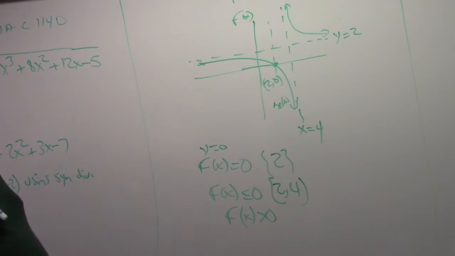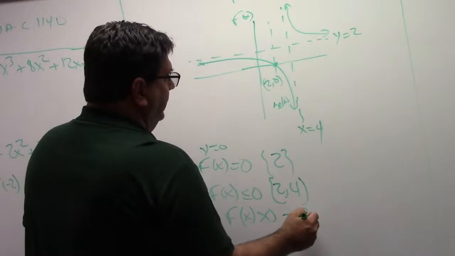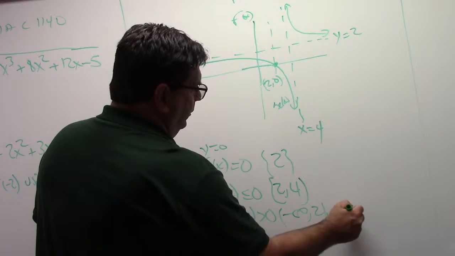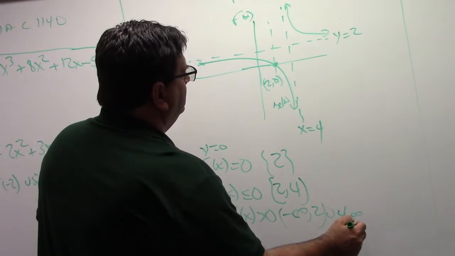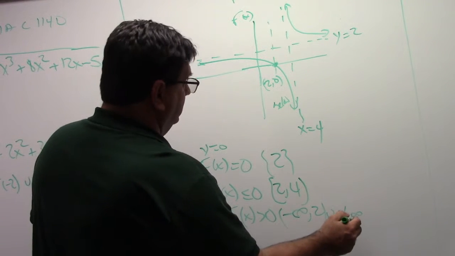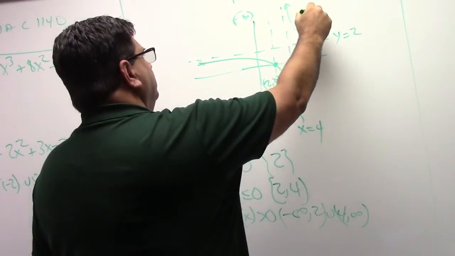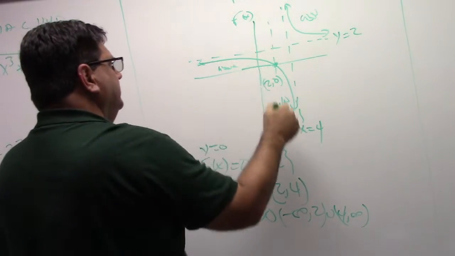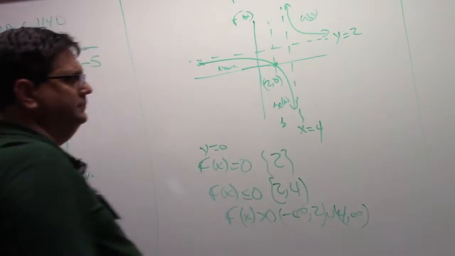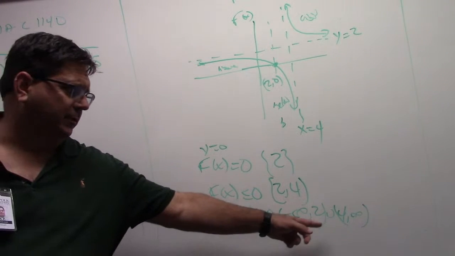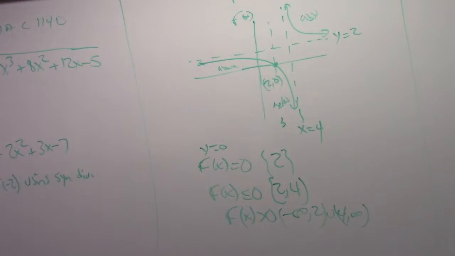Okay. All right, when's it greater than 0? Negative infinity to 2, union, 4 to infinity. No. Yes, 4 to infinity. This side's above. This side's below. Oh, those brackets. Bracket on the 2, parentheses on the bottom. All right?